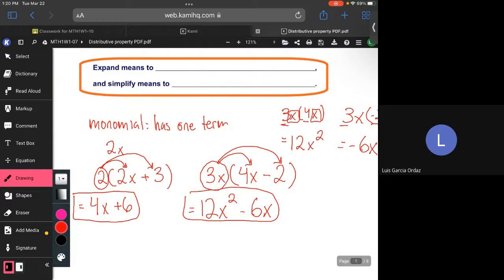So do you notice with these two examples, do I have to simplify or can I keep it like that? Do I have any like terms or can I just keep it like that? Just keep it like that because I have no like terms.